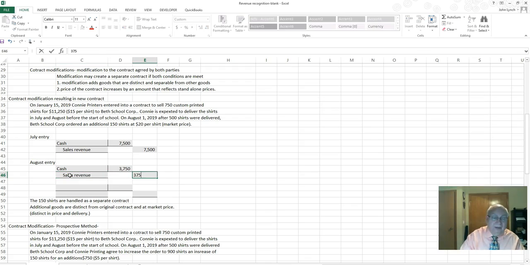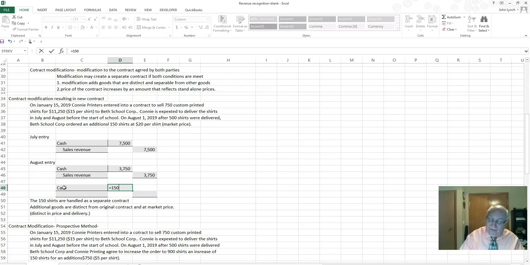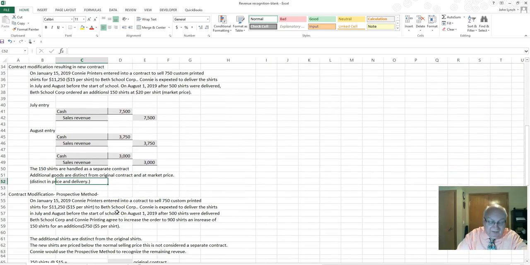would be also 3,750. Then for the other 150 shirts, like I said, I'm putting cash in there, but it can be accounts receivable, equal to 150 times, that was at the $20 a shirt, or 3,000. Sales revenue would also be 3,000. So this is handled as two separate contracts because the additional shirts are distinct, and it was at market price, and the delivery date was also specified. So everybody's happy with that one.